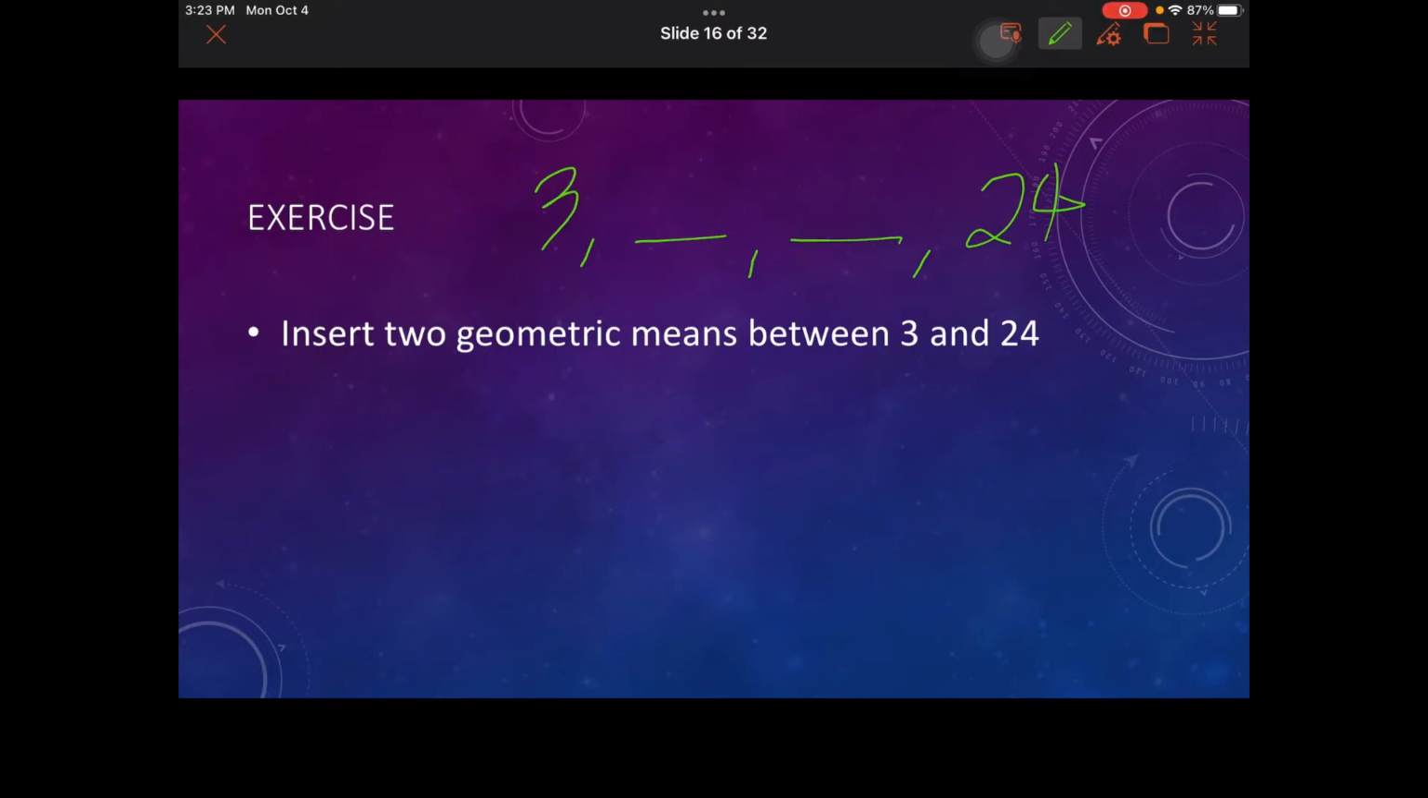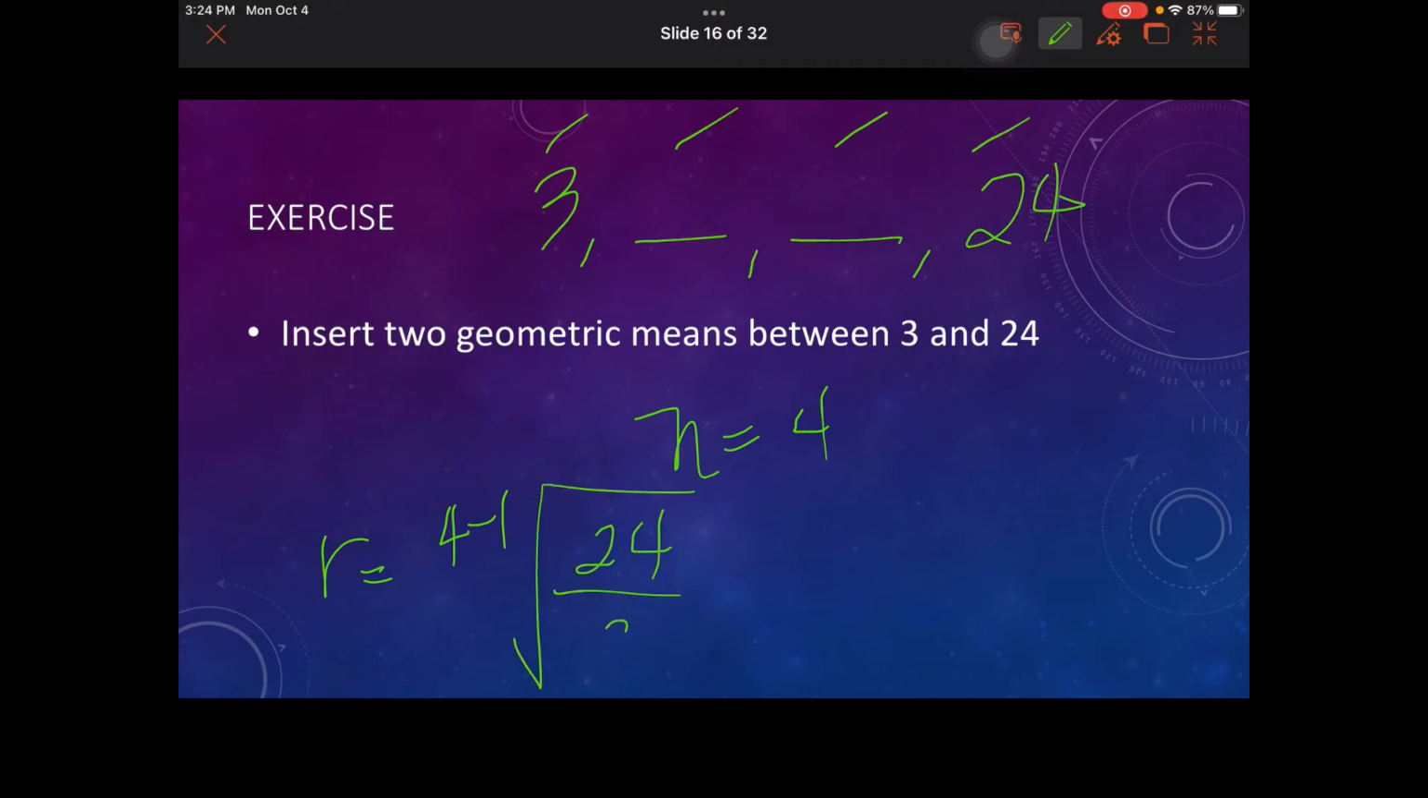Bakit natin siya kailangang i-illustrate? Para malaman natin kung ano yung n natin. Paano natin malalaman yung n? Bibilangin nyo lang yan, anak. Meron tayong 4. So meron na tayong n. At dahil may n na tayo, pwede na natin gamitin ang mahiwagang formula. R is equal to the nth root minus 1 of last term divided by first term. Okay? This is going to be the cube root of 8, and the cube root of 8 is 2.